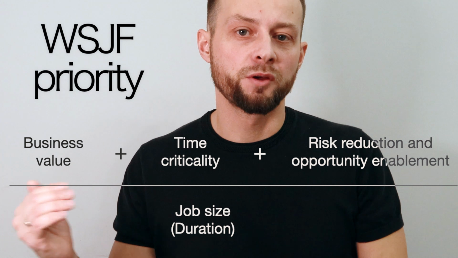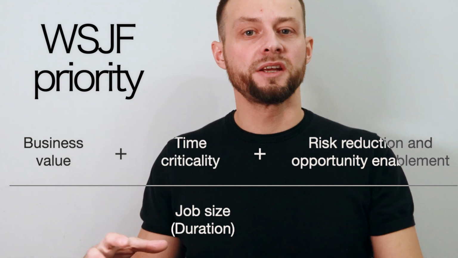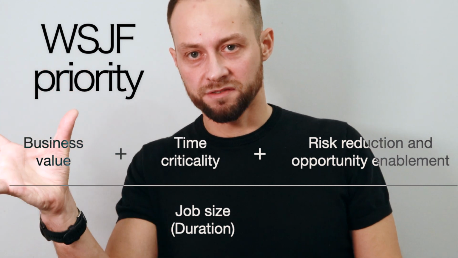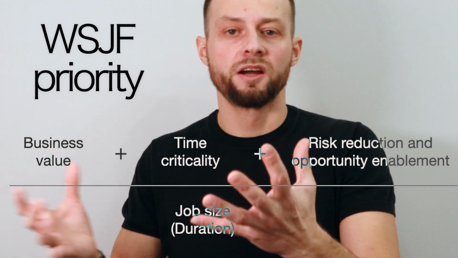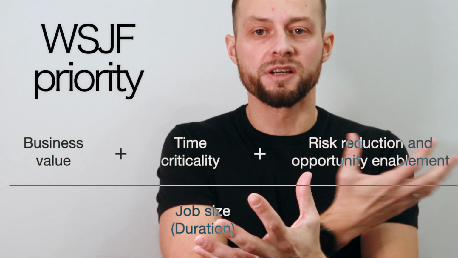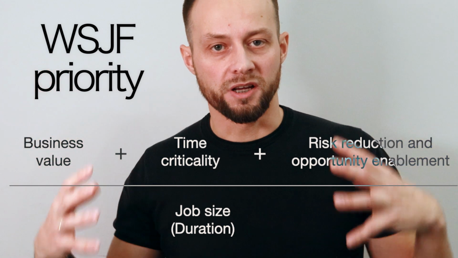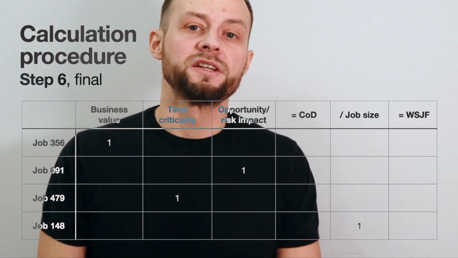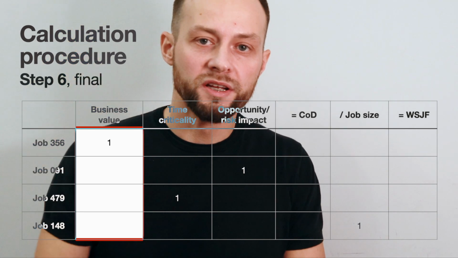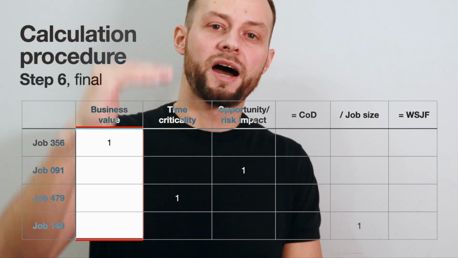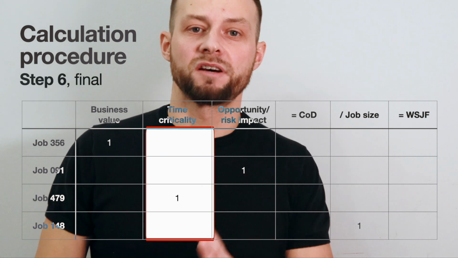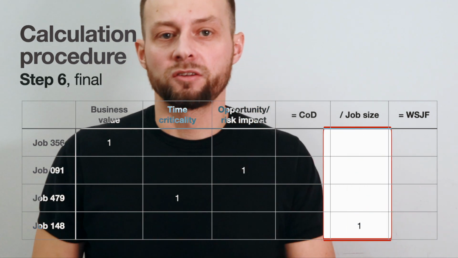Let's look at the formula one more time. The WSJF priority is calculated as the sum of client and business value, time criticality, risk reduction and opportunity enablement divided by job size. Each of the four elements in the formula is calculated entirely for the whole list, for all work items in the list, one element after another, and regardless of the other elements in the formula.